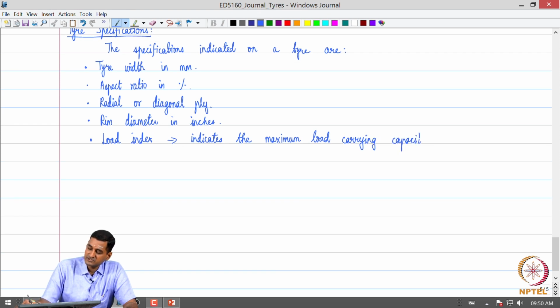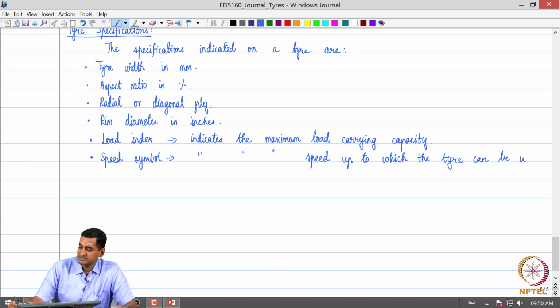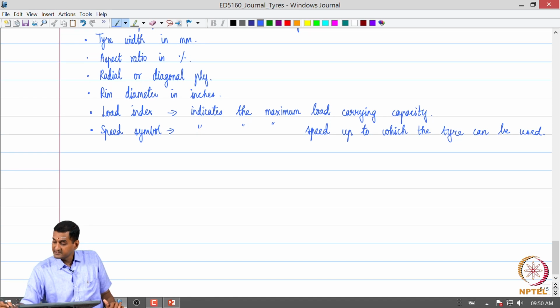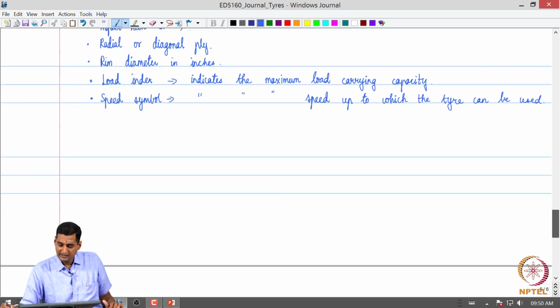Okay. So, that is what is called the load index of the tire. Then we have what is called the speed index, or speed symbol. The speed symbol essentially indicates the maximum speed up to which the tire can be used safely. Those are typical pieces of information that one could gather by looking at the tire specification indicated on a typical pneumatic tire.